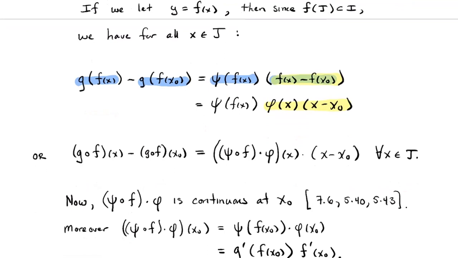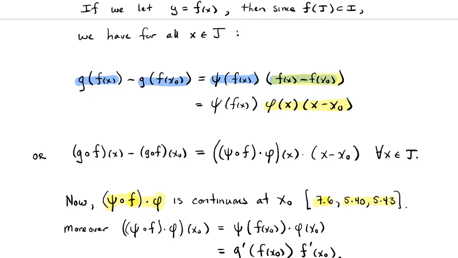Okay, but let's think about this. F is a differentiable function, so it's continuous. I think that's theorem 7.6. Phi is continuous, psi is continuous. Compositions of continuous functions and products of continuous functions are continuous. That's these chapter 5 theorems. You'll have to look which one's which.